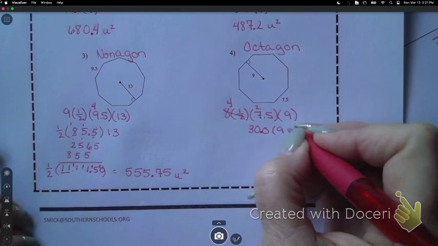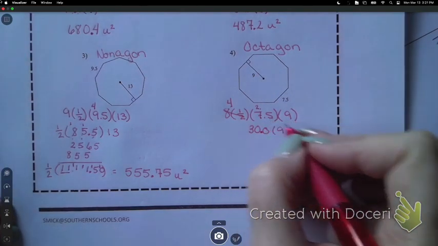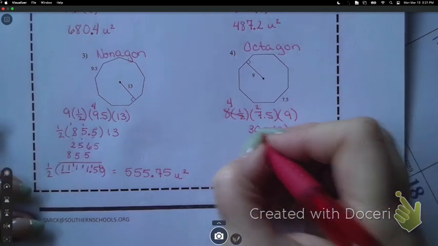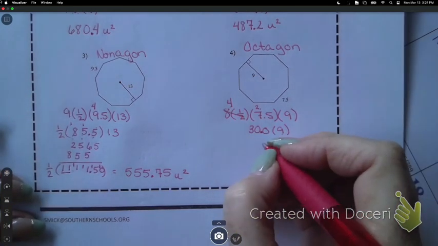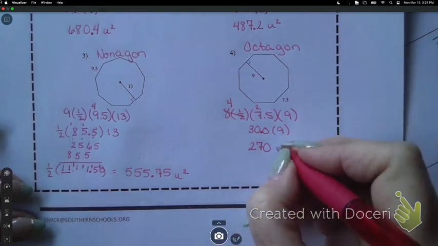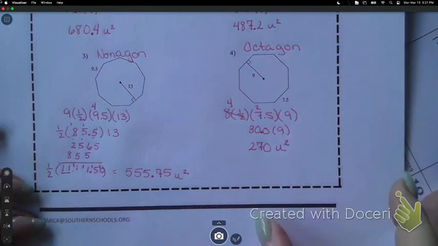That was like the best way we could do it, right? If we would have done an odd number with the decimal, would we have gotten rid of the decimal? No. Okay, so then just 3 times 9 is 27, and then a 0. So 270 unit squared. You don't need to put the 0.0.